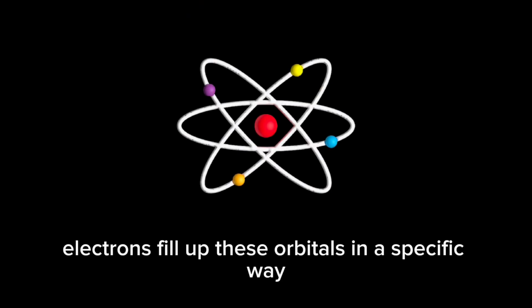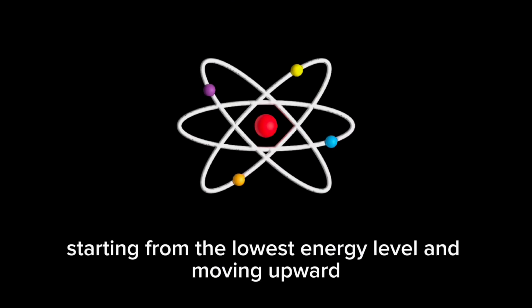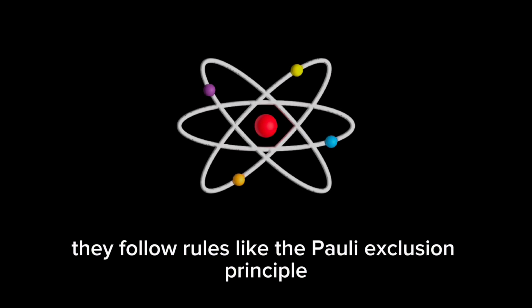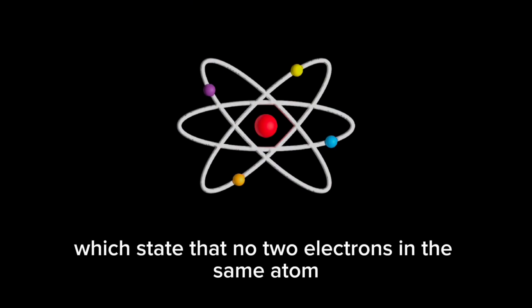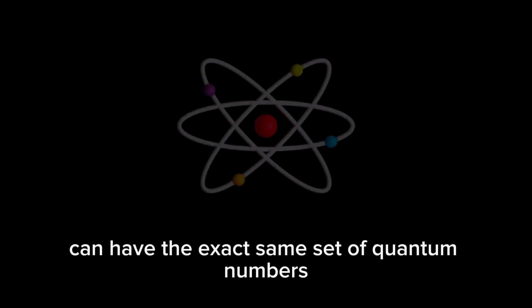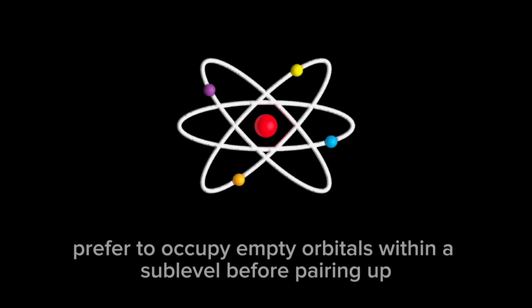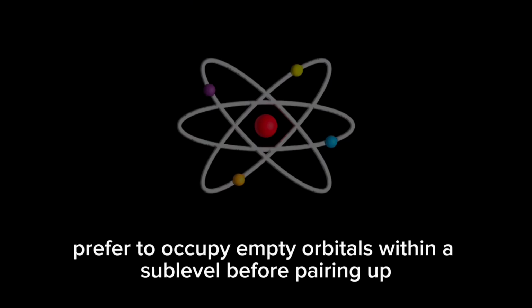Electrons fill up these orbitals in a specific way, starting from the lowest energy level and moving upward. They follow rules like the Pauli exclusion principle, which states that no 2 electrons in the same atom can have the exact same set of quantum numbers, and Hund's rule, which says electrons prefer to occupy empty orbitals within a sublevel before pairing up.